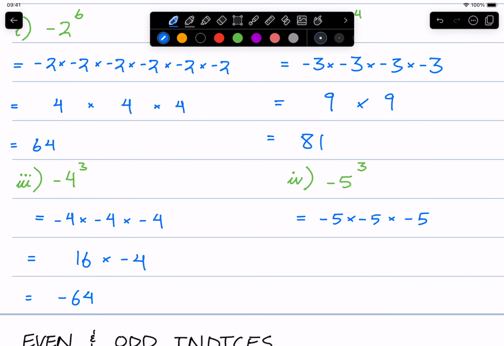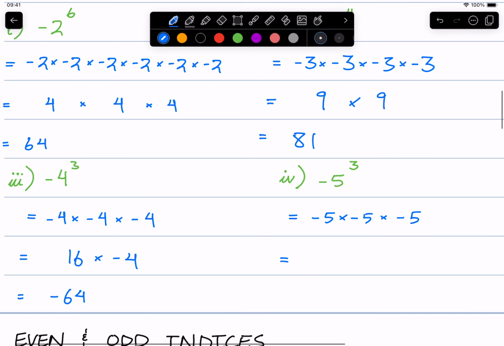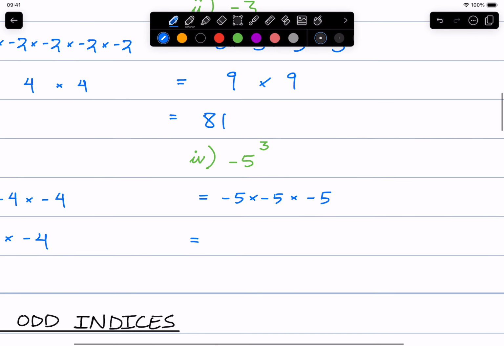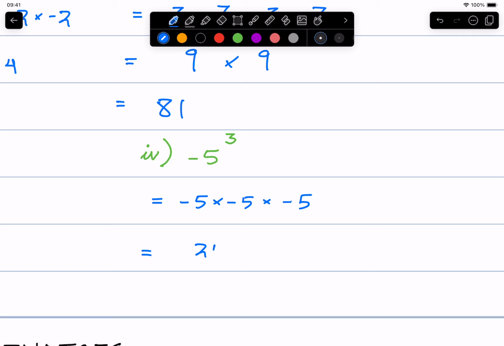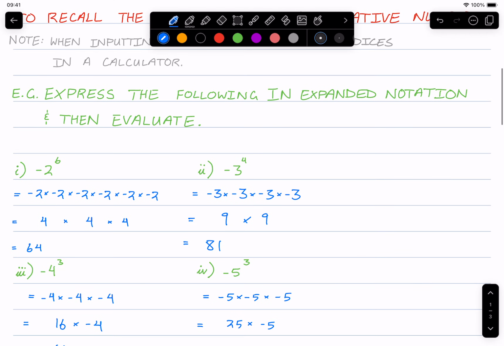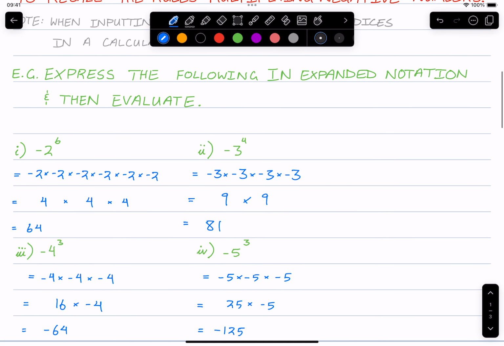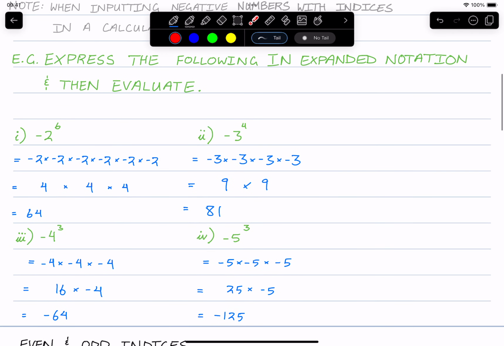Okay, so another one here. Negative 5 times negative 5 gives us positive 25. And this we're going to multiply by a negative 5. In this case, it'll give us negative 125. All right. So I hope you can see some sort of pattern happening here.